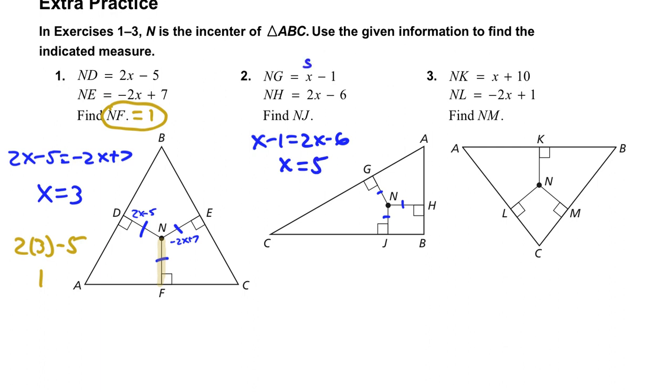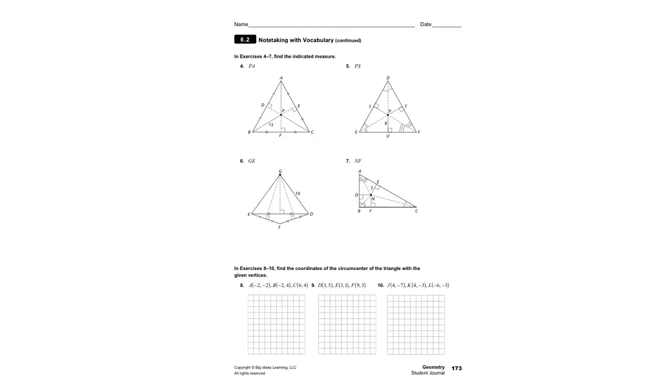So if I plug that 5 back in here, 5 minus 1 is 4 for NG. And because NJ is congruent to NG, that means if NG is 4, NJ is also equal to 4. We would do the exact same thing for number 3, but I'm going to skip number 3 because we don't need to do 3 of these.